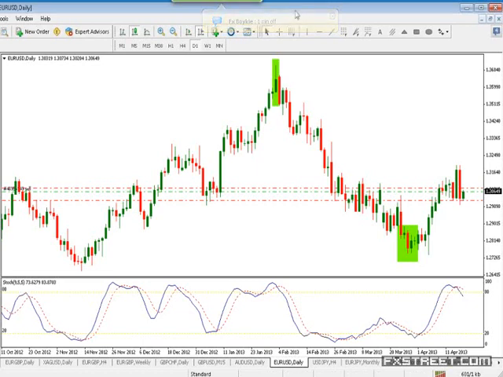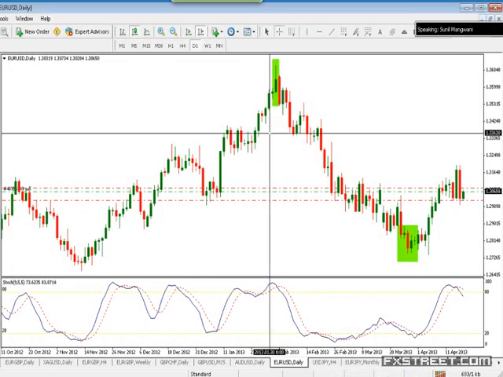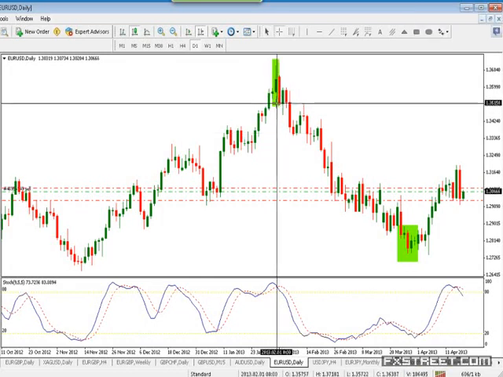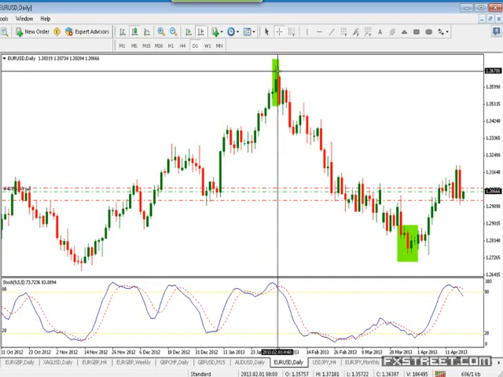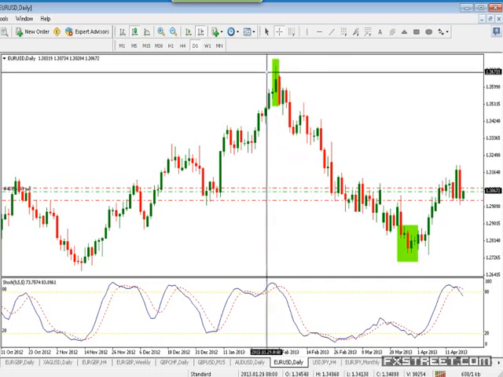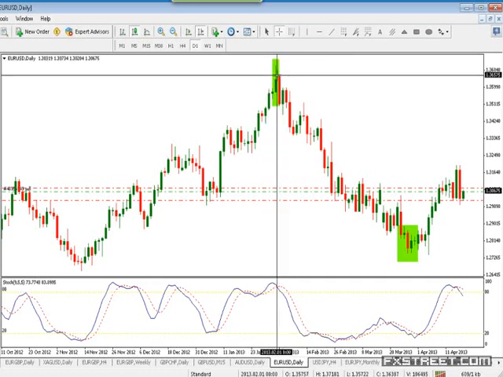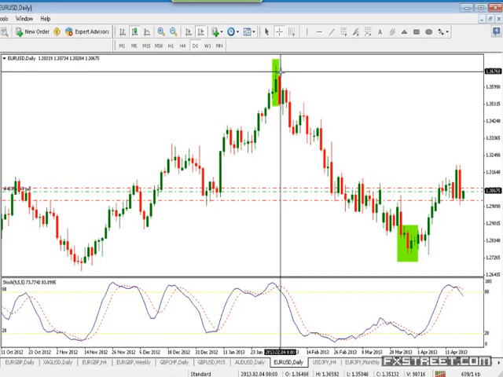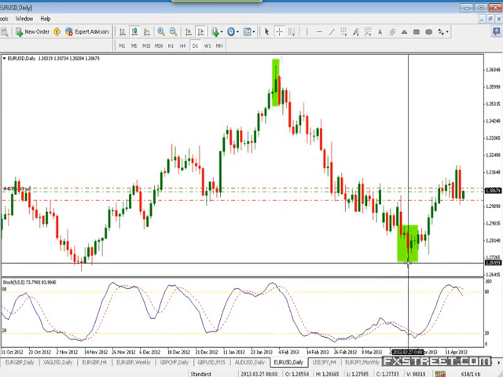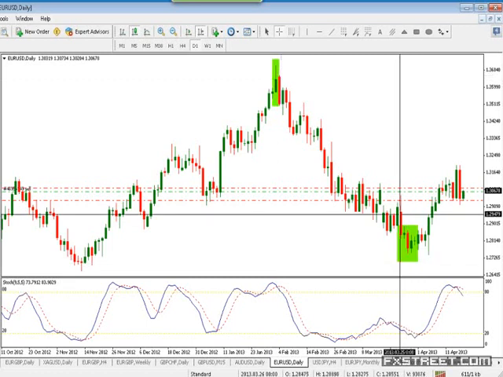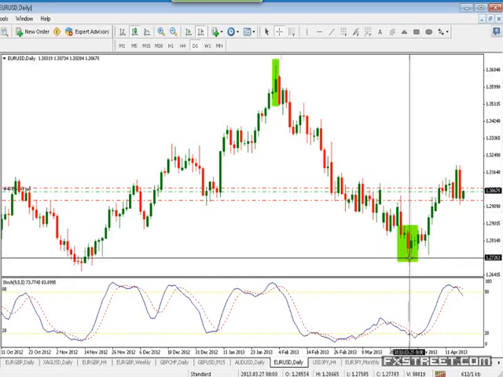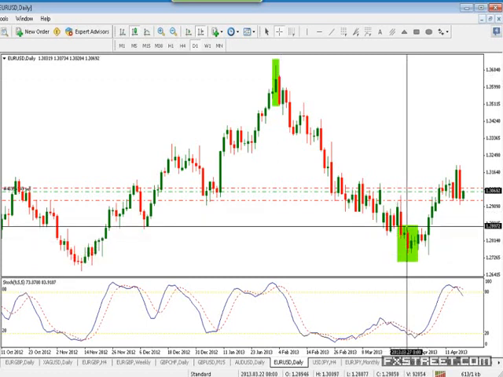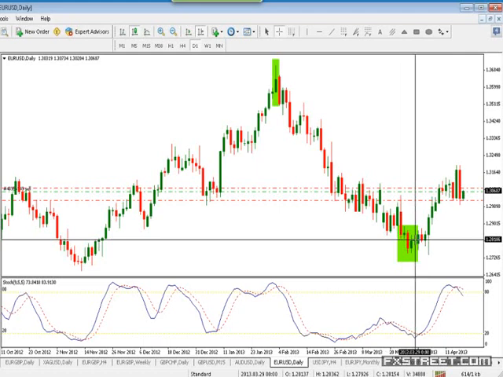Okay, so we were talking about, let's go back to the beginning. We were talking about fractal bars, right? So this is what I would classify as a bearish fractal, where you had a high which is higher than the high of the previous bar and higher than the high of the next bar. This would be classified as a bullish fractal, where the low is lower than the low of the previous bar and the low of the next bar.